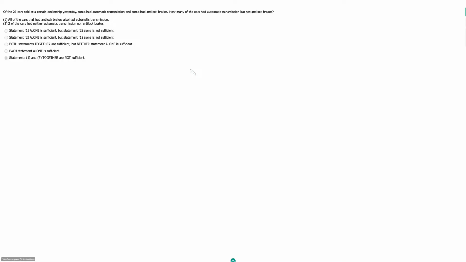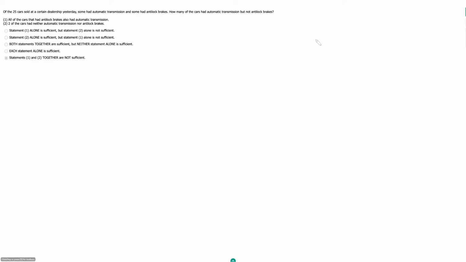Of the 25 cars sold at a certain dealership yesterday, some had automatic transmission and some had anti-lock brakes. How many of the cars had automatic transmission but not anti-lock brakes? So, from just the rhythm of this question, I can tell it is an overlapping set question.